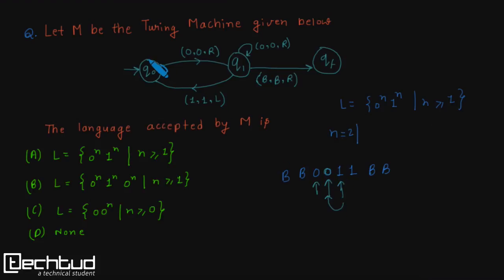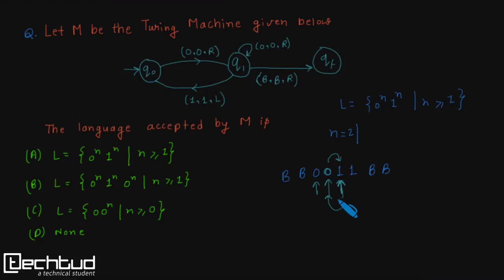Now you are in state Q0 and the symbol is 0. If you are in state Q0 and the symbol is 0, you will leave that symbol at 0 and move to the right direction. Now you are here, in state Q1 and the input symbol is 1. You will leave it as 1 and move to the left direction. That means you are now in state Q0 and the input symbol is 0.